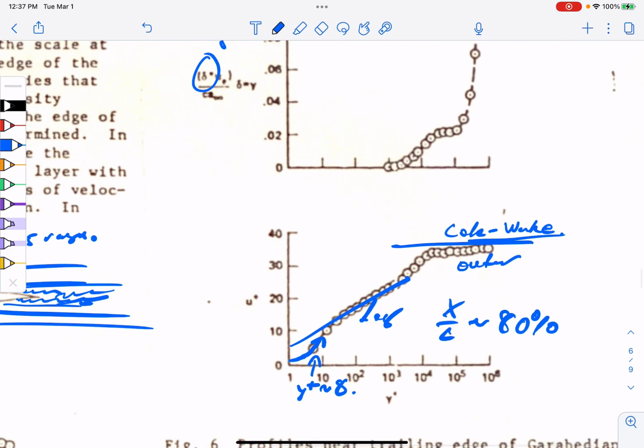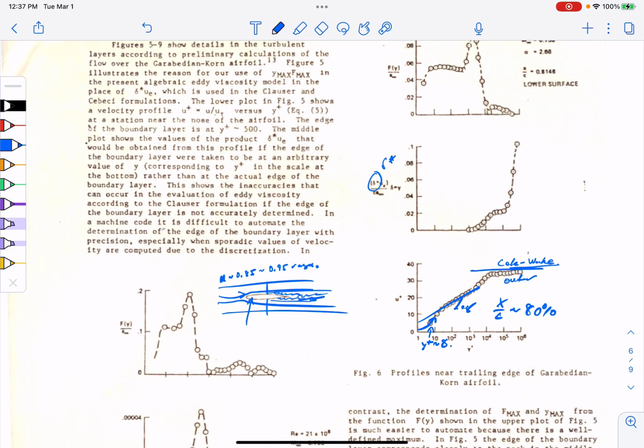So everything checks out there. That makes me happy. Okay, let's see here.